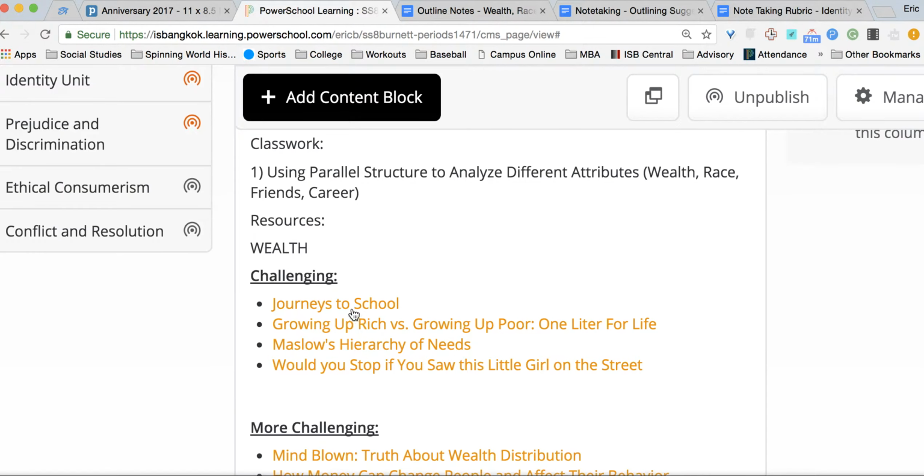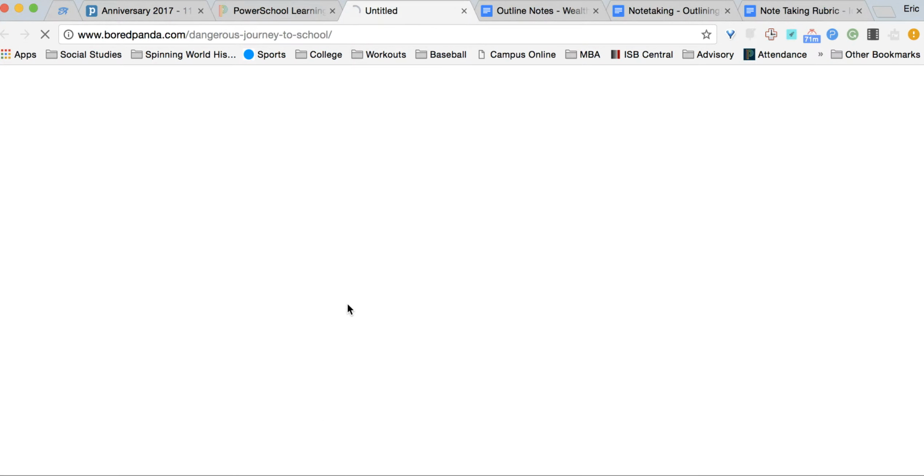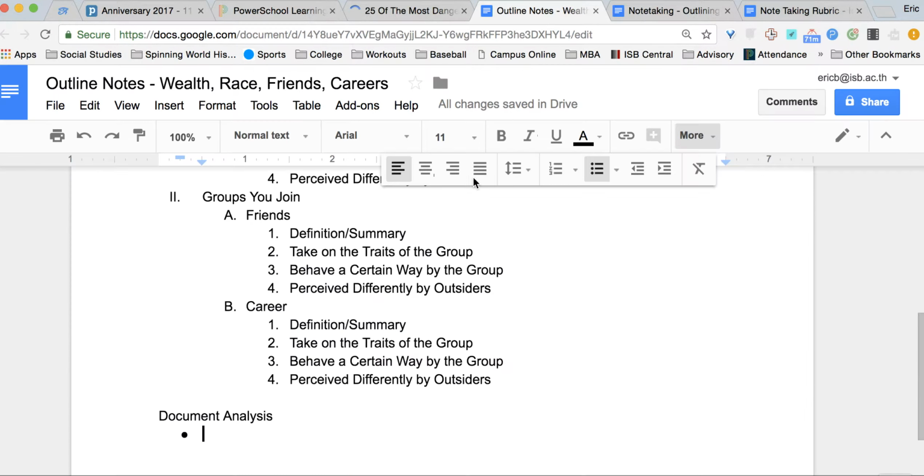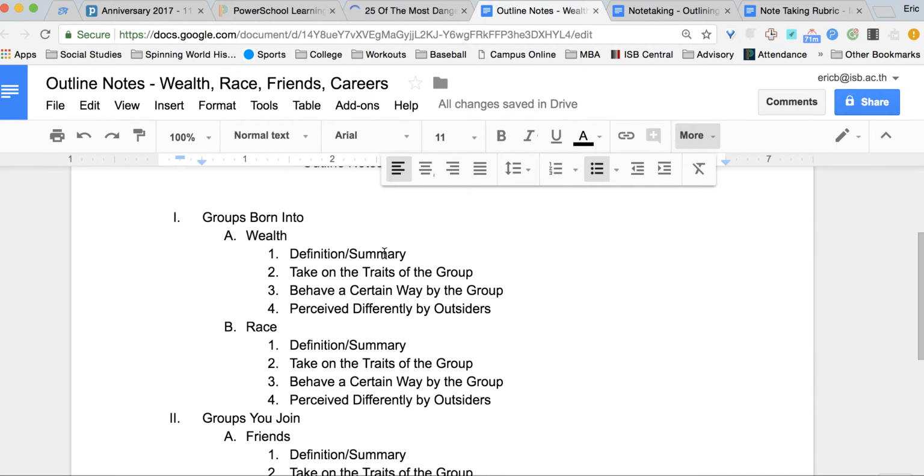Now you go to your documents. I'll pick any of these. Let's say I'll pick this one, Journeys to School. I'm looking at this document, and it was under wealth. So when I'm reading it, I'm reading it looking for 4 things. How does wealth influence my identity? How do you take on the traits of the group? How do you behave a certain way? And how are you perceived differently by outsiders?